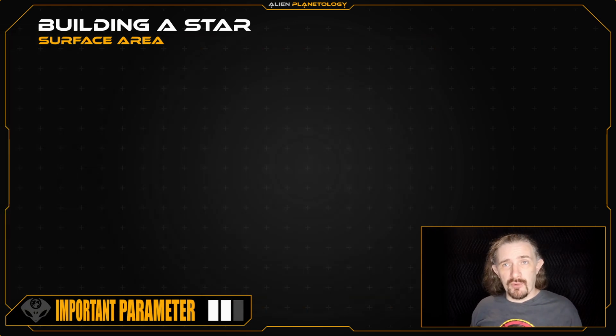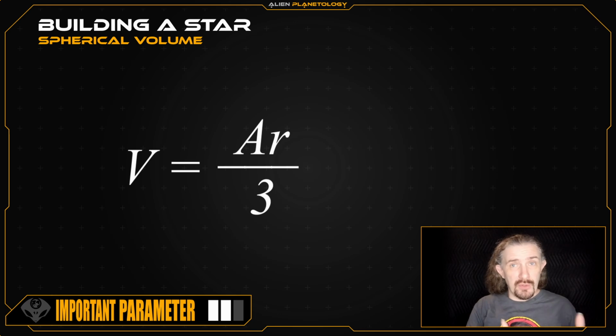The next important parameter we're going to calculate is our star's volume. To do this, we're going to use the surface area that we just calculated, multiply it by our star's radius, and then divide by 3.